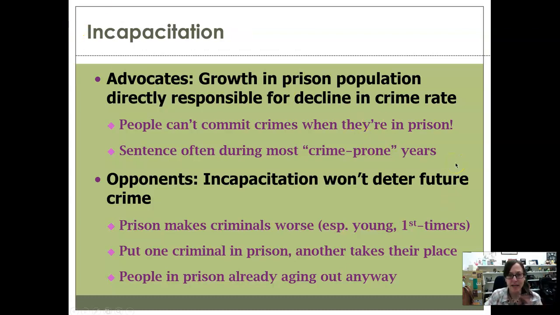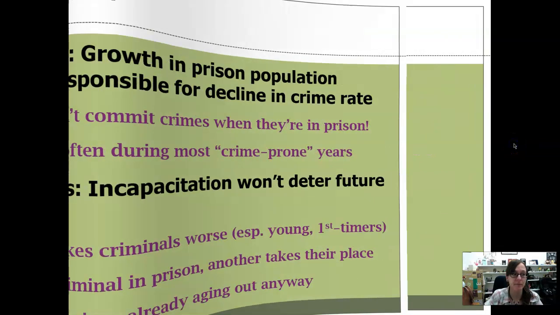So with the idea of incapacitation, you can see both sides to it, and it depends on the type of crime and the type of criminal we're talking about. It depends on what we mean by a lengthy sentence. A couple of years might be considered a lengthy sentence if we want to just incapacitate somebody for a certain amount of time, but decades might be a lengthy sentence for somebody else. So it depends on the specifics, but there are certainly arguments for both sides.